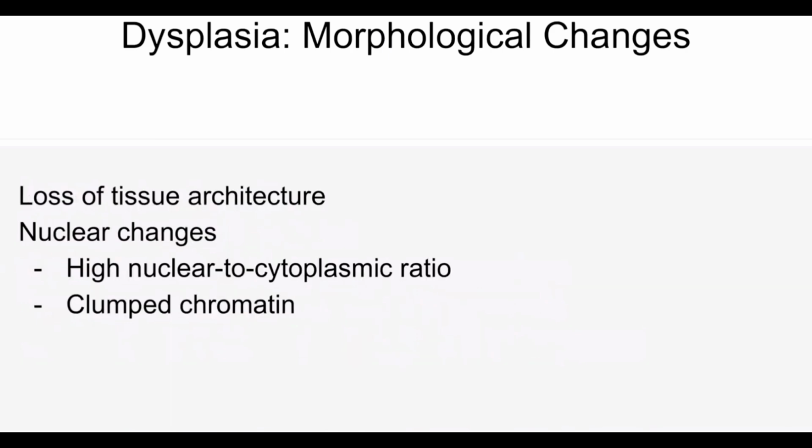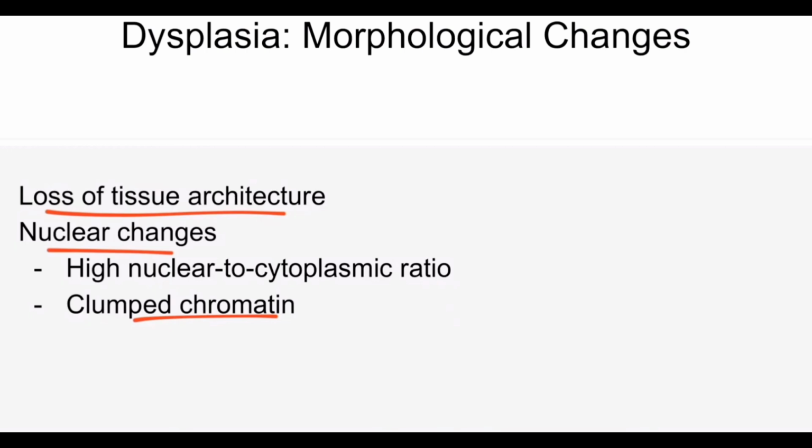Dysplastic cells are characterized by loss of tissue architecture and nuclear changes. Nuclear changes include an increase in the nuclear to cytoplasmic ratio, or N to C ratio. This occurs as the nucleus increases in size at a rate greater than the cytoplasm, and we also see chromatin clumping within the larger nucleus.